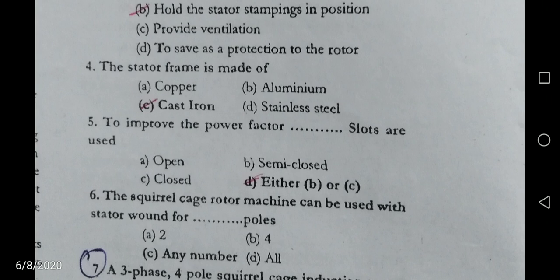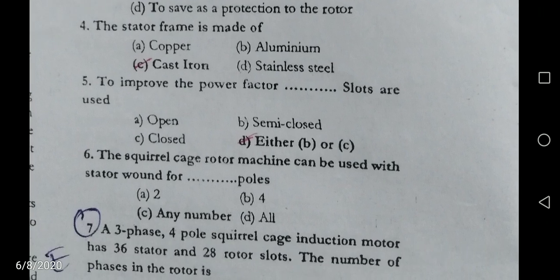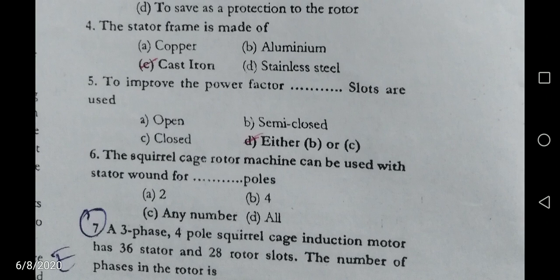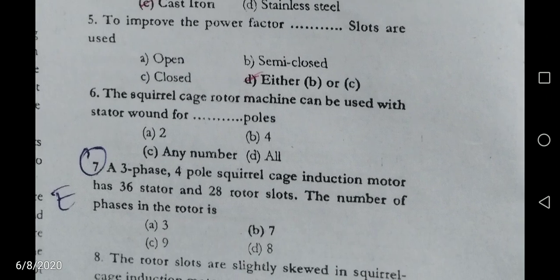The squirrel cage rotor machine can be used with a starter wound for any number of poles, that means not only 2 or 4 poles. Here, all means 2 and 4, and any number means any number.